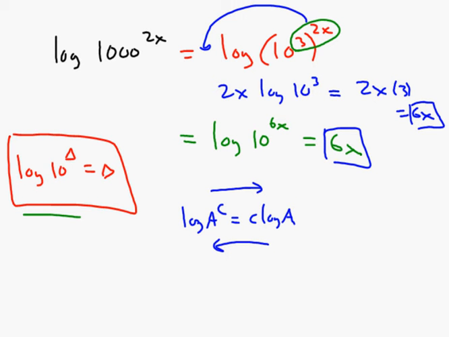Here's another one to try. Try this one. Log of 0.001 to the x. See if you can rewrite that. Ready? You could think of this as 1 over 1,000. And if you do that, then you know it's 1 over 10 cubed. And that's all it takes.